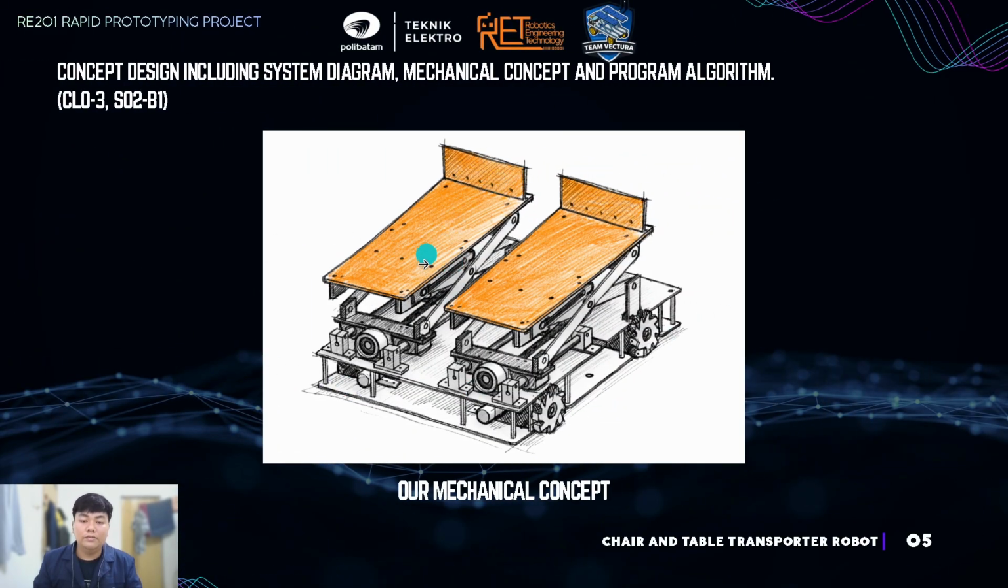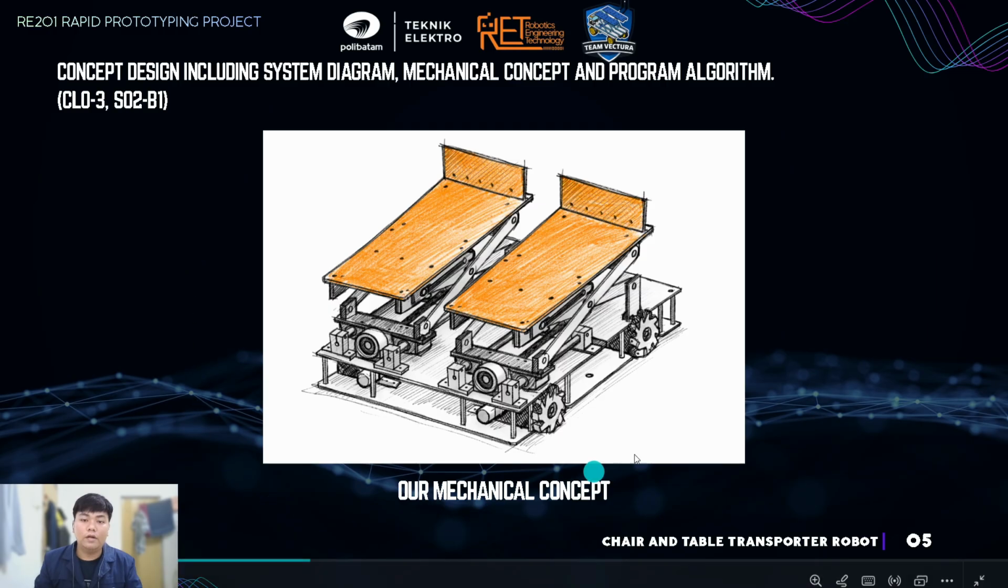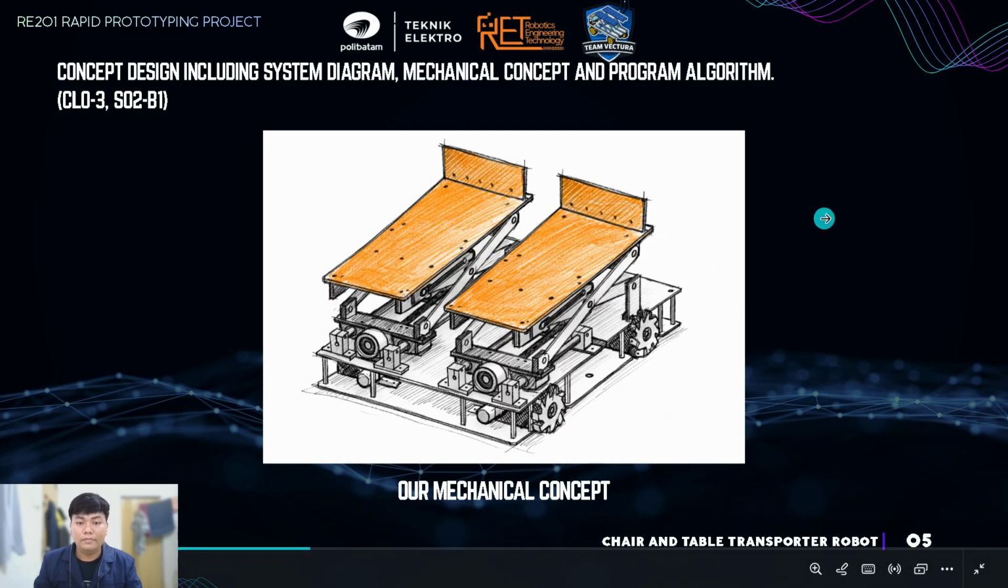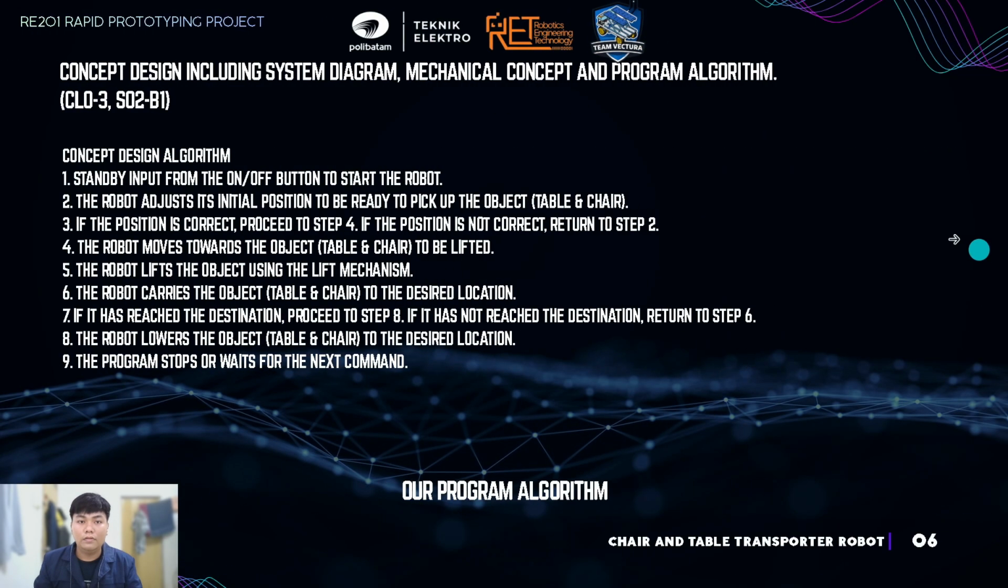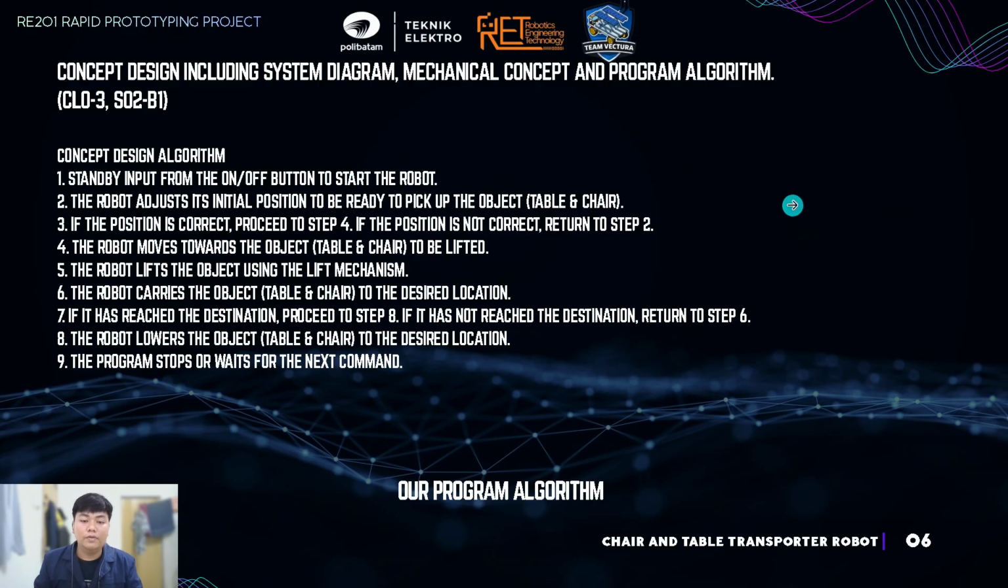And this is the mechanical concept, drawn by hand. And this is the program algorithm, the concept design algorithm. One, standby for input from the on-off button to start the robot. Two, the robot adjusts its initial position to be ready to pick up the object. If the position is correct, go to step 4. If the position is not correct, return to step 2.